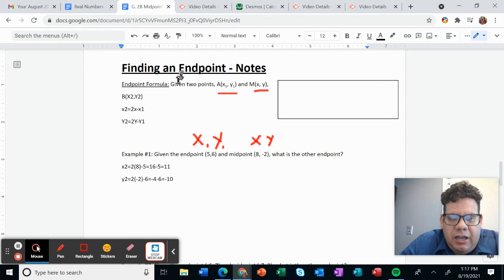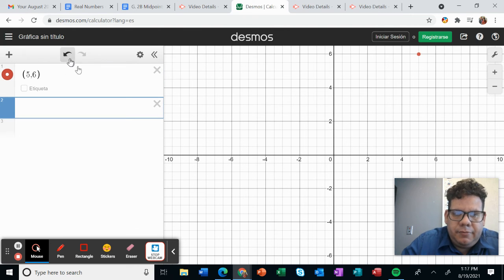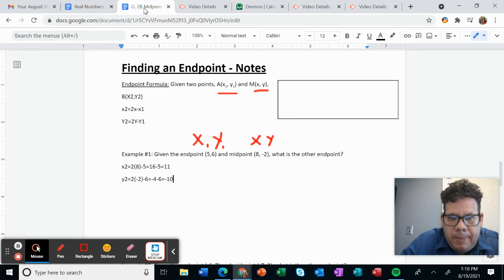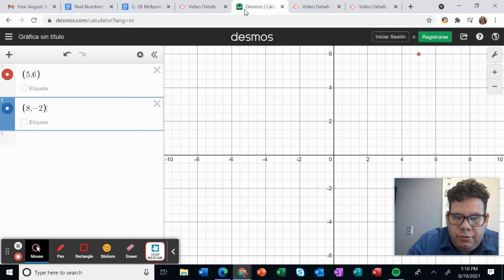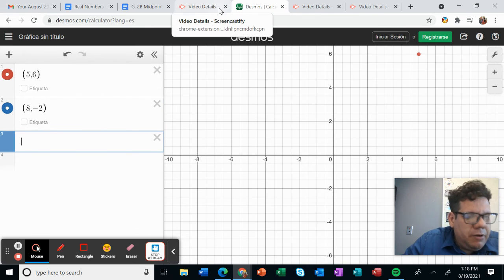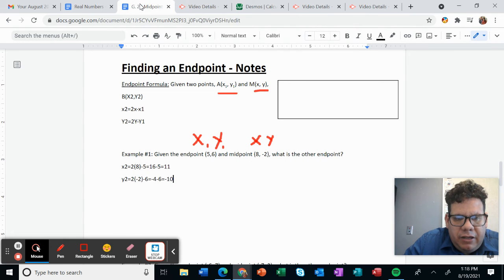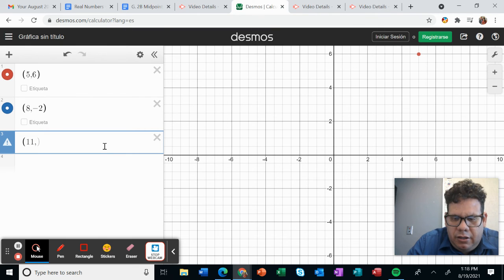Let's graph this. We have first 5 comma 6, next 8 comma negative 2, this is the Desmos graphing calculator, and then 11 comma negative 10.